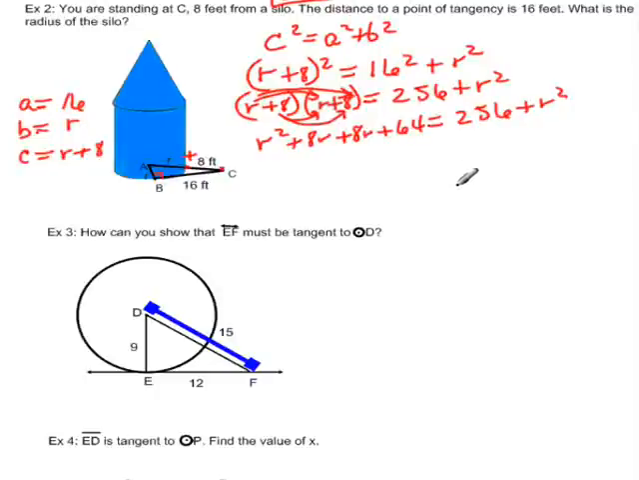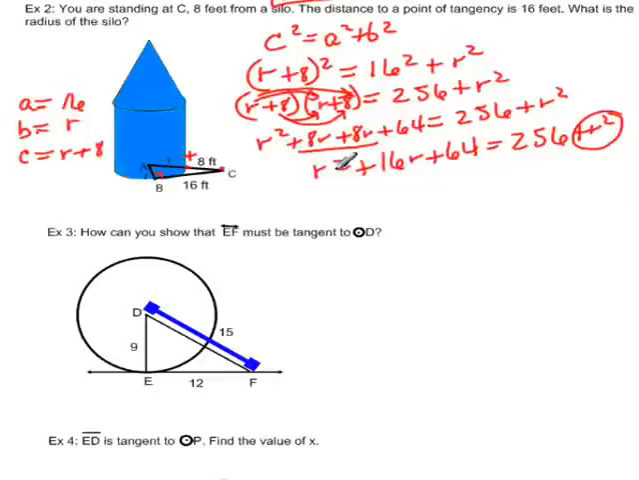Okay, so the first thing we need to do is put our R's together. So we have R squared plus 16R plus 64 is equal to 256 plus R squared. Now let's get our R squares on the same side together. I want to subtract off R squared from both sides, but look what happens. That cancels. So now we have 16R plus 64 is equal to 256.